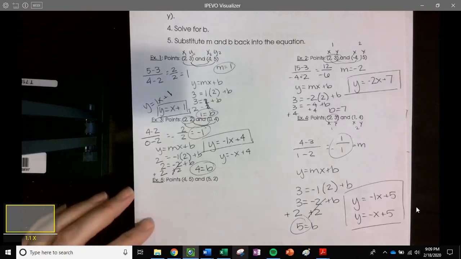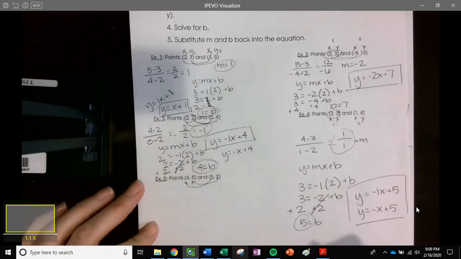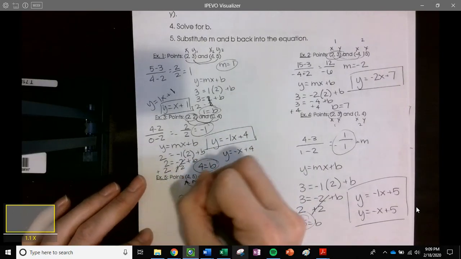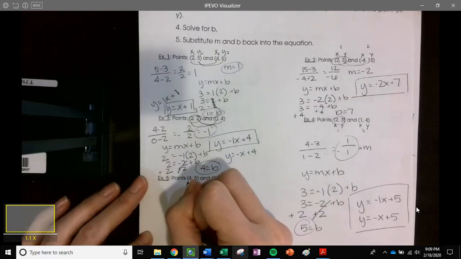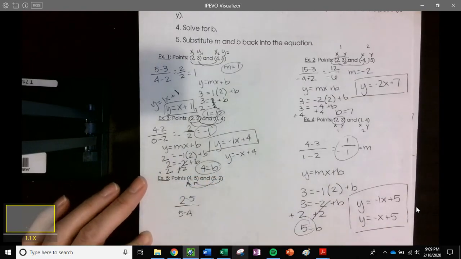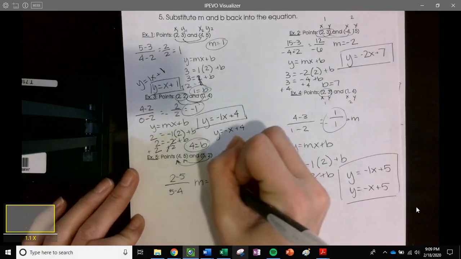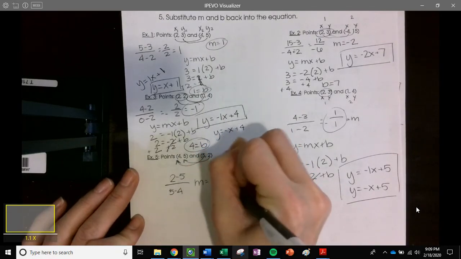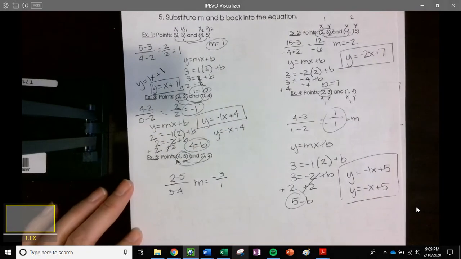And last but not least, 2 minus 5, and 5 minus 4. That got a little away from me. 2 minus 5 over 5 minus 4. My slope is going to be negative 3 over 1. And I'm going to use 4 and 5 to fill in.